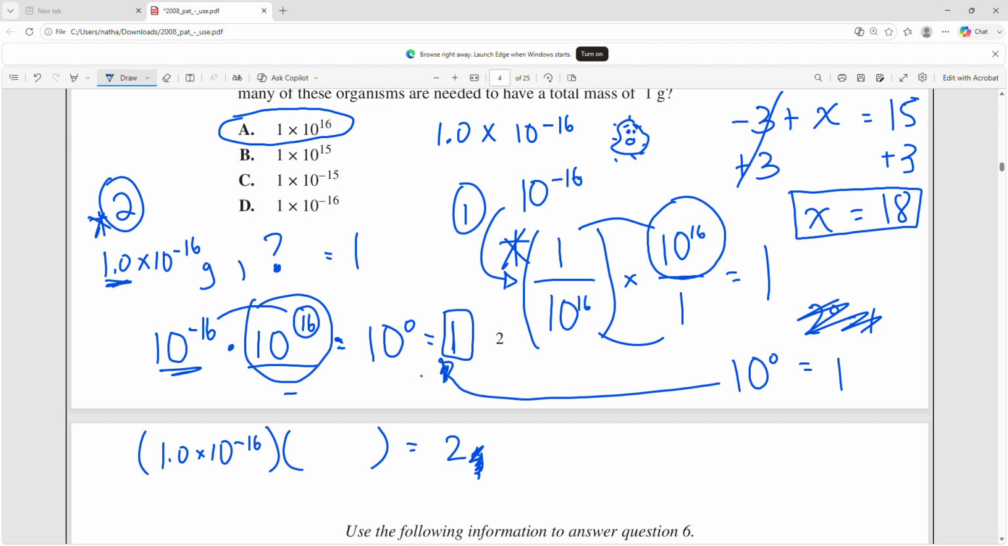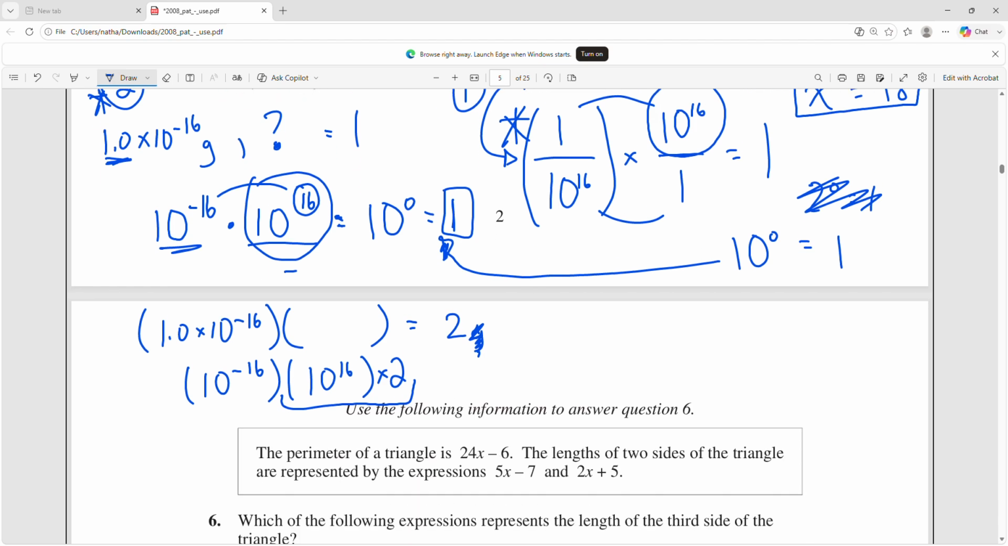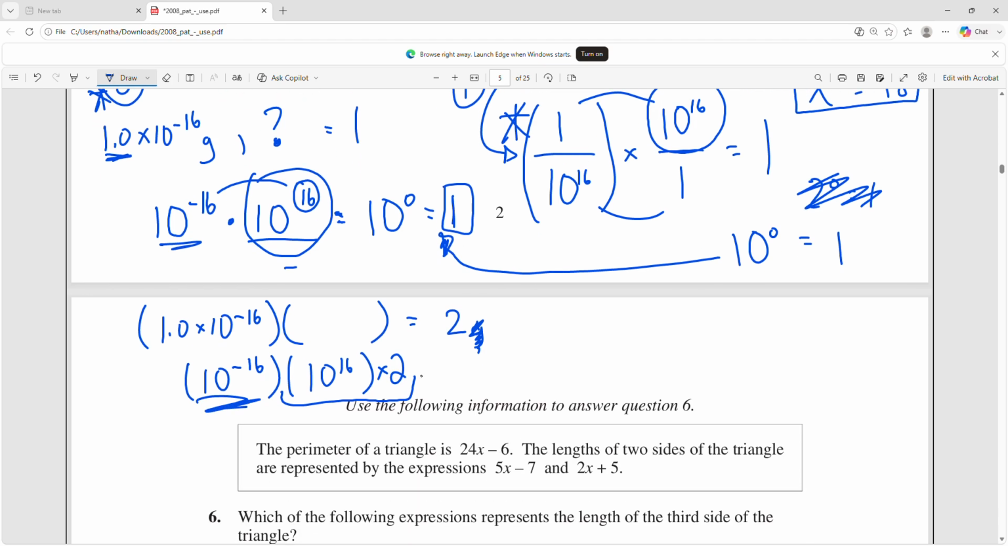So if I can take this and just rewrite this as 10 to the -16, to get 1, I would just multiply by that opposite exponent, 10 to the 16, because I know that's going to give me 10 to the 0, and 10 to the 0 is 1. So since that equals 1, I would just take that whole thing and multiply it by 2, right? Let me just scroll up here. So this is the weight. This is how many grams.